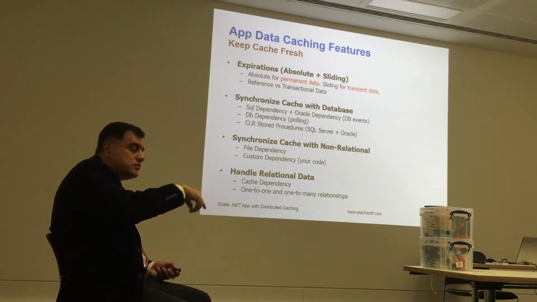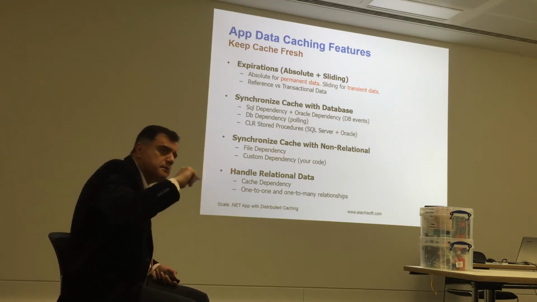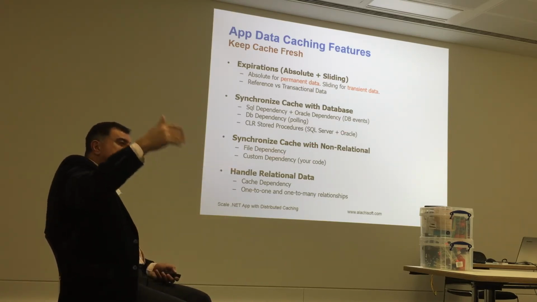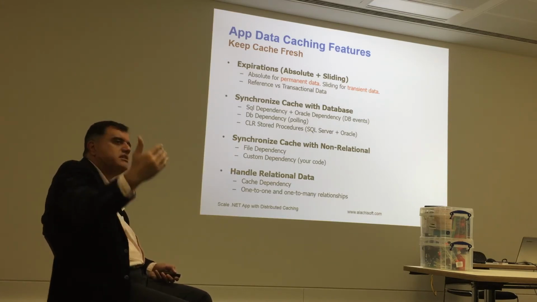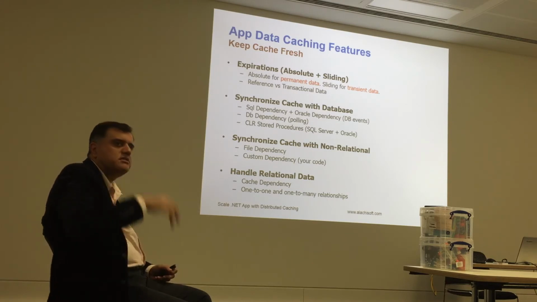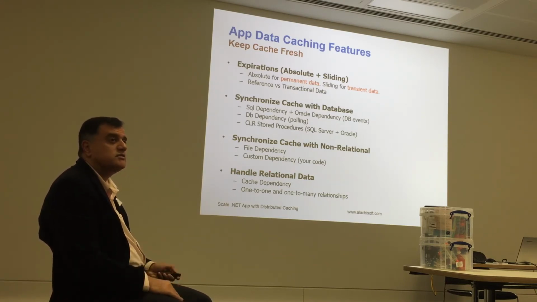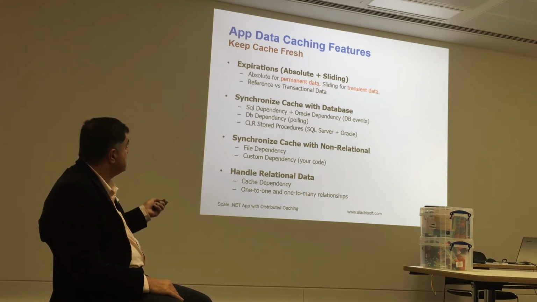Based on that key, because the custom dependency is your code that is registered against a key. So based on the key, it knows which data to look for, and if that data is changed, it'll, what we call, fire that dependency and say, yes, this has changed. So now the cache will go ahead and remove that data from the cache. NCache would, at least.